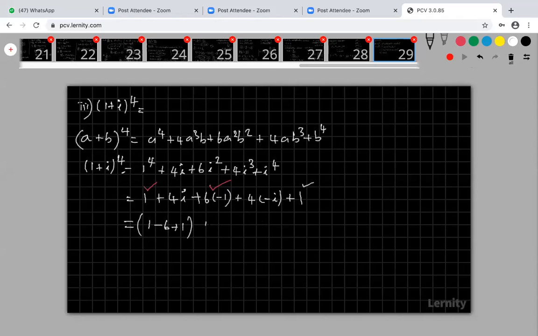So therefore plus i into, so here 4i, here minus 4i. You take i commonly. So therefore the answer is, this is minus 4 plus this is 0i. Here it is 0. So therefore this is a complex form. Minus 4 plus 0i.